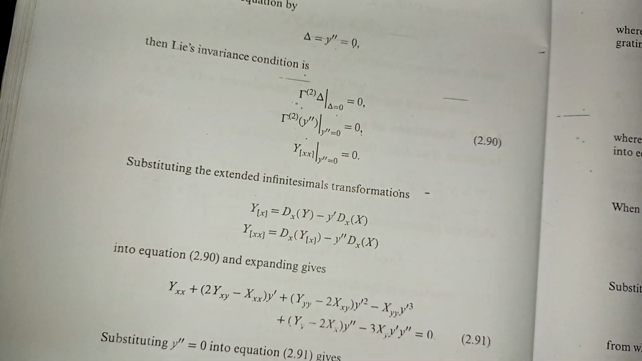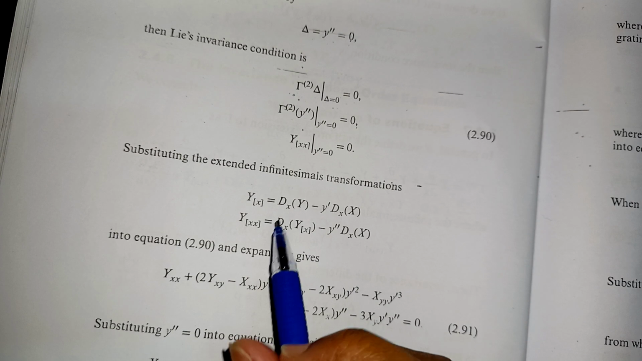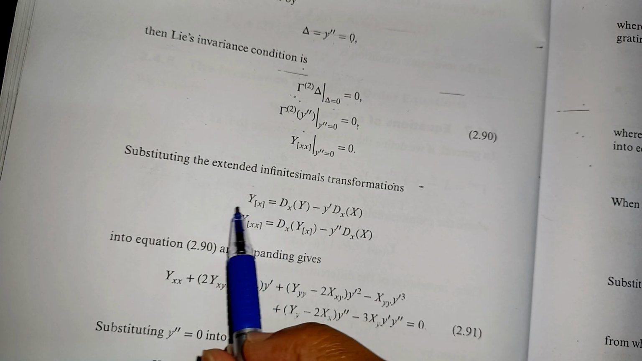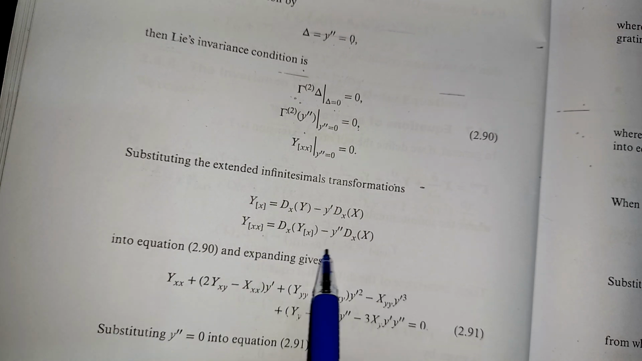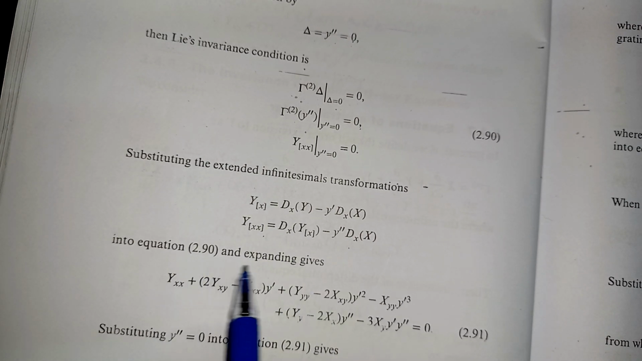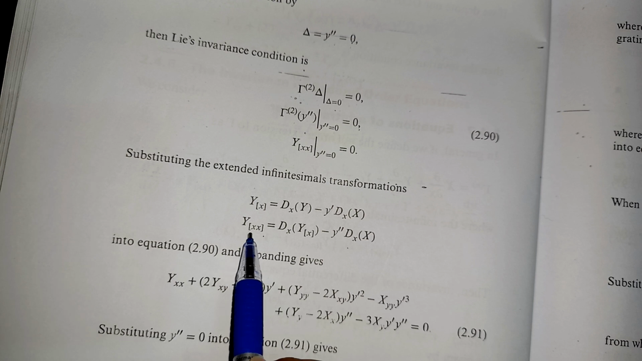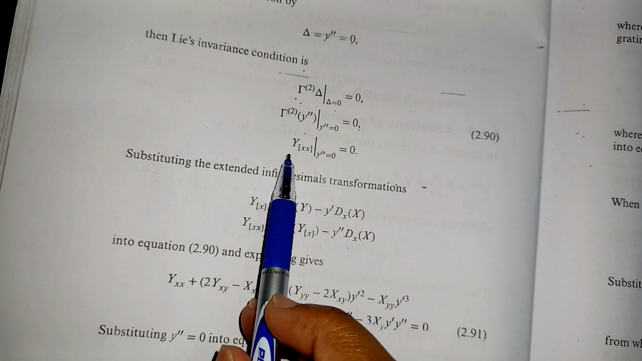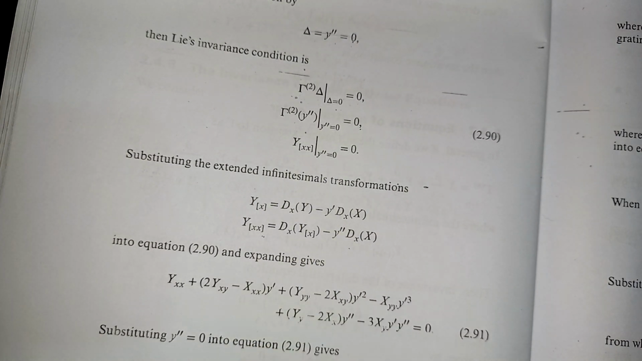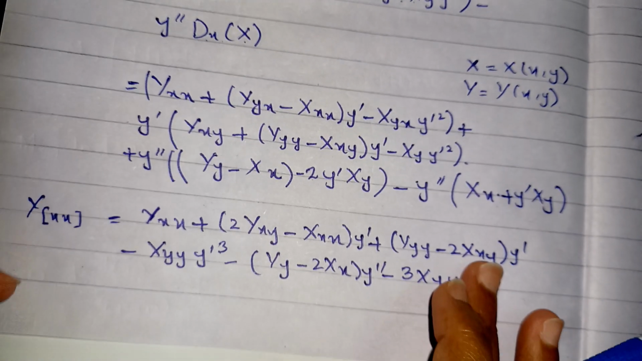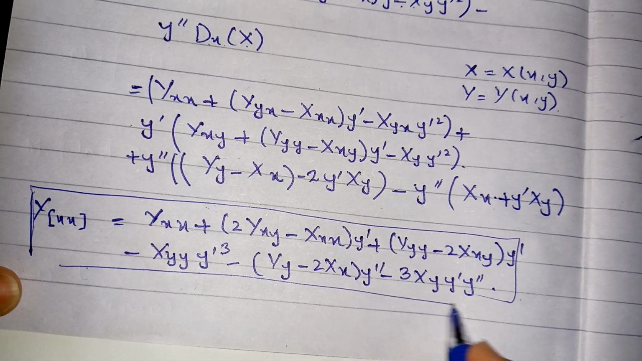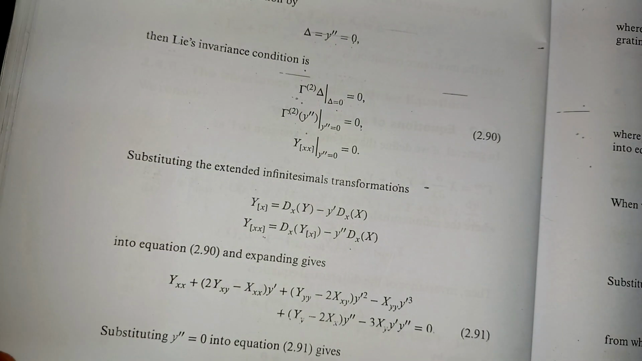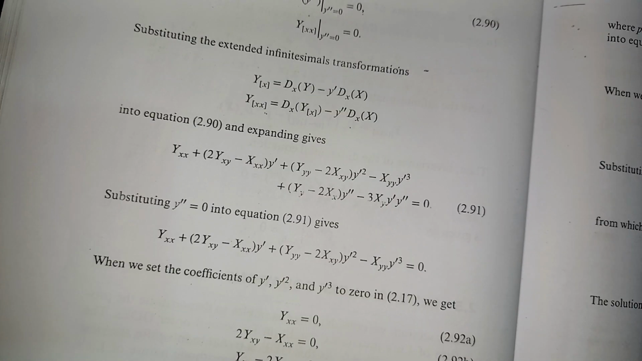Okay, now students, we also know the extended infinitesimal transformations, means the value of yx and yxx is equal to this one, and in the previous lecture I have also derived the expression for yxx, and now our target is to set that value equal to 0. Let me show it to you again. Means in the previous lecture we have derived the value of yxx that is equal to this one. Okay, now students, set it equal to 0.